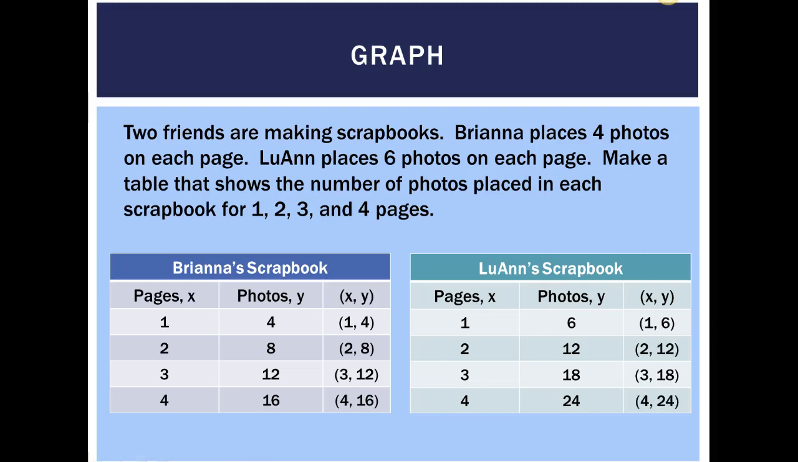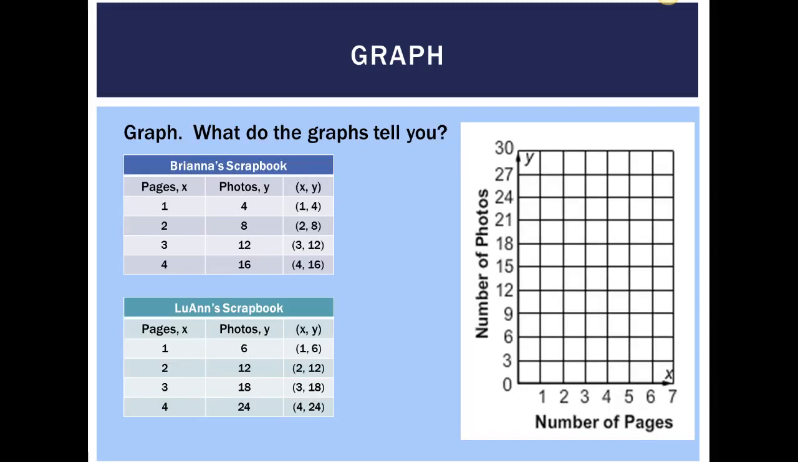The next step is to graph the number of photos in each girl's scrapbook. We'll graph Brianna's scrapbook in blue. If she has 1 page, she has 4 photos. 2 pages, 8 photos. 3 pages, 12 photos. And 4 pages, 16 photos. Let's graph Luann's scrapbook in green. On 1 page, she has 6 photos. 2 pages, 12 photos, 3 pages, 18 photos, and 4 pages, 24 photos.